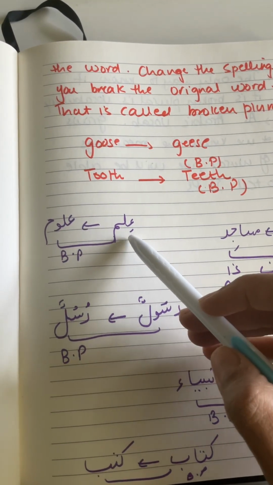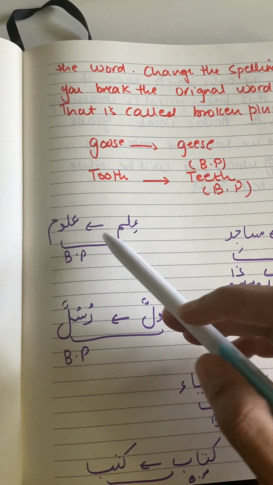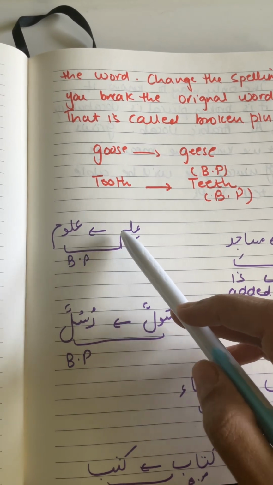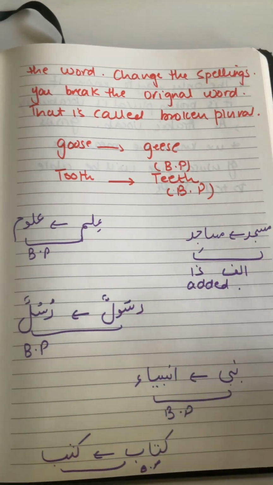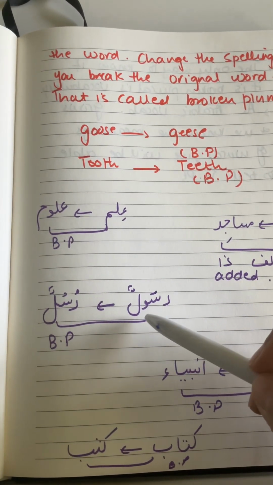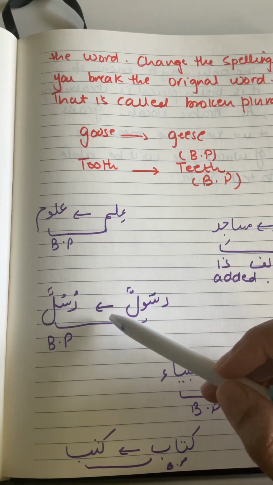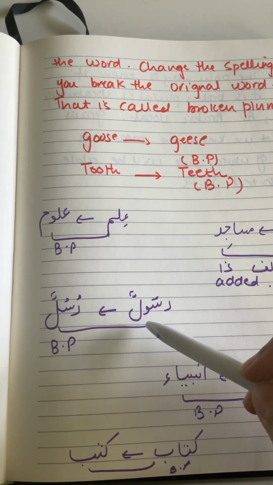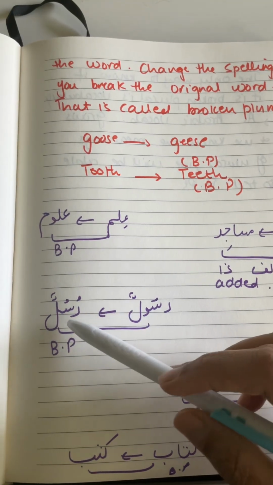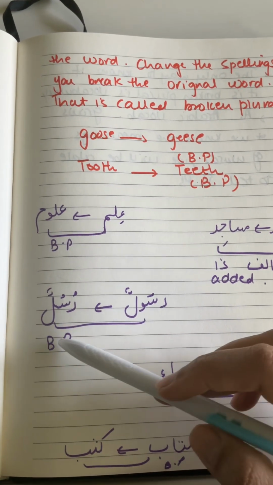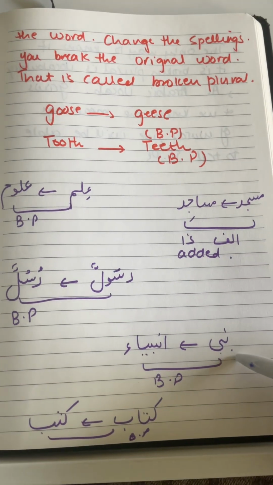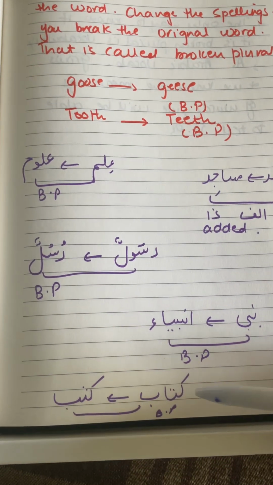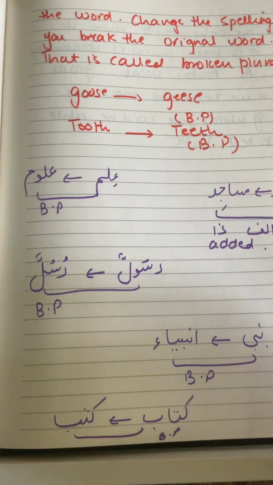Now let's see the word ilm. So ilm, knowledge, the plural of it is ulum, and we added a waw in the middle, so this is also a broken plural. Now let's look at rasul. It is not rasuluna or rasulina, it is rusulun. So basically we took away the waw and the word is broken from its original spelling, so it's also a broken plural. For nabi, it's anbiya, a very different form of word, so that is also a broken plural. For kitab, it's kutub, so that is also a broken plural.